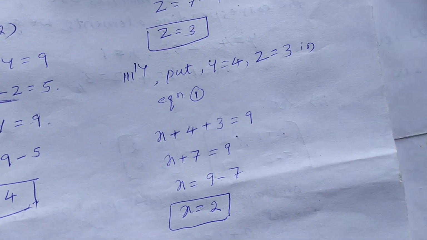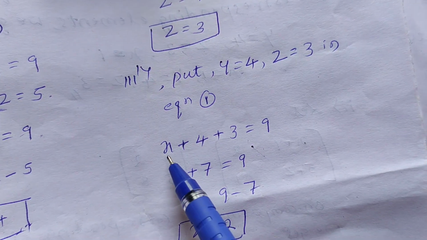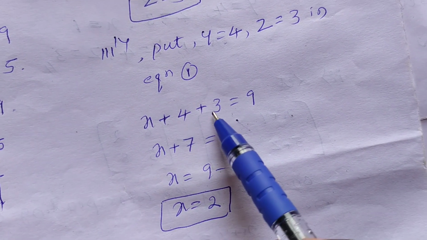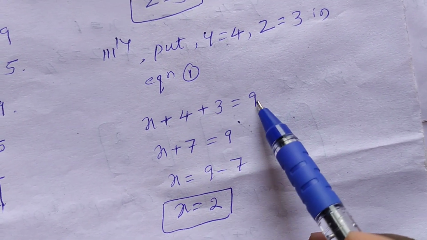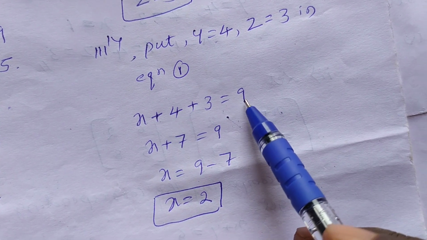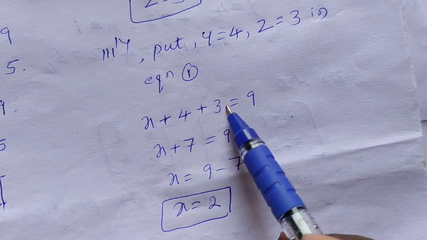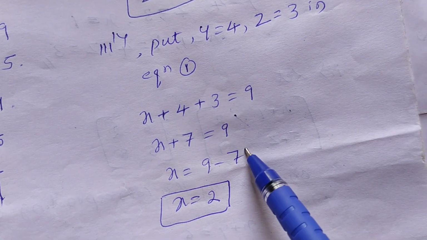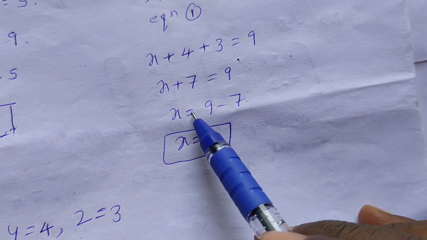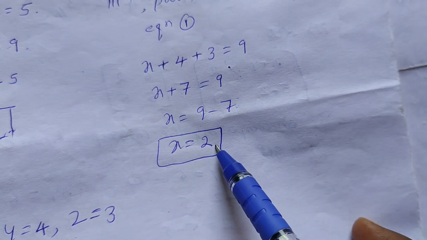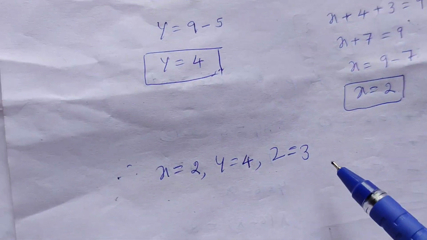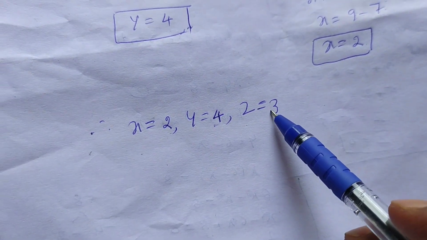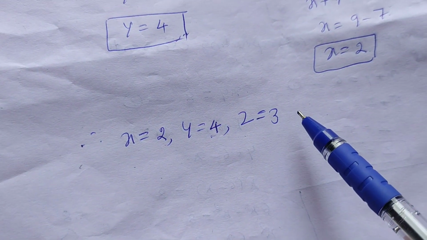Now that is x plus y plus z. X plus y is 4, z is 3, equals 9. X plus y plus z is equal to 9. This is equation 1. So 4 plus 3 is 7. X plus 7 is equal to 9. Transfer 7 to the right side and it becomes 9 minus 7. X is equal to 9 minus 7. X is equal to 2. Thus, we have found the values x equals 2, y equals 4, and z equals 3.